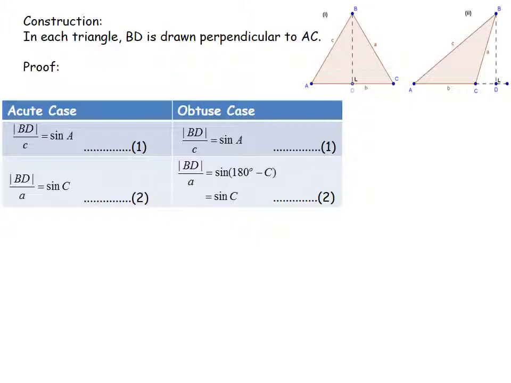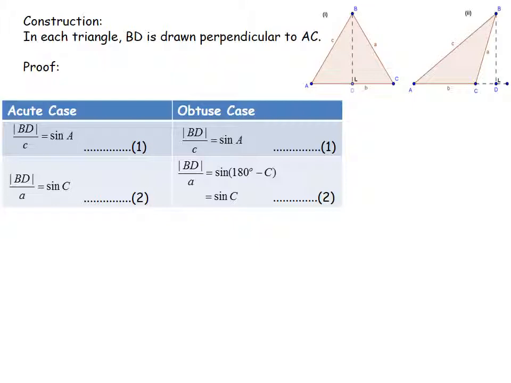In the acute case, you take your perpendicular line, your BD, and divide it by the line side C, which gives you sine of angle A. Okay, so this ties in with your right angle triangle ratios. So sine of the angle is the opposite divided by the hypotenuse. Same with the second situation here, where you're looking at sine of angle C, and it is BD divided by the hypotenuse, so the opposite divided by the hypotenuse A.